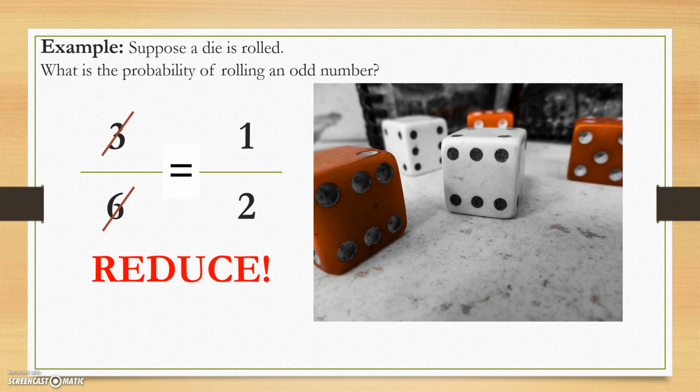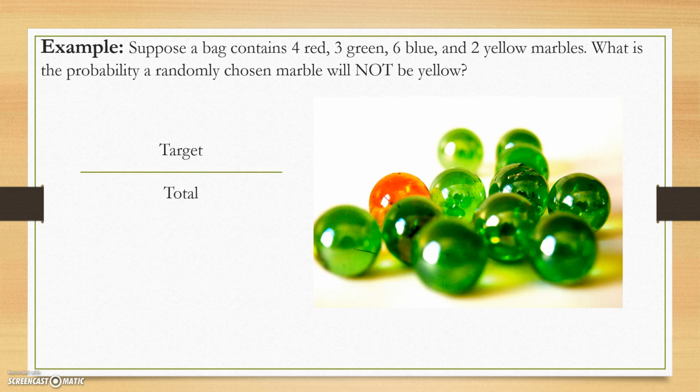Okay, so let's get another example. This example says, suppose a bag contains 4 red, 3 green, 6 blue, and 2 yellow marbles. Obviously not in the picture. What is the probability a randomly chosen marble will not be yellow? The key here is going to be this phrase at the end, will not be yellow. They won't always highlight it, and they won't always make the word not big. You have to really be sure that you're reading carefully. And so we want to know, what are the chances that we will not get a yellow marble?